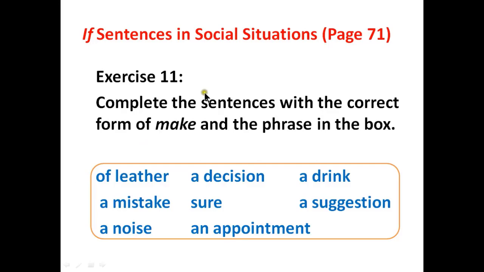Now we are going to do our exercise number 11. You will complete the sentence with the correct form of make and phrase in the box. Actually, what will you do? My dear students, you will use the action verb make in each sentence, right? And also you will take one phrase from the box after you read the situation or condition of every sentence.